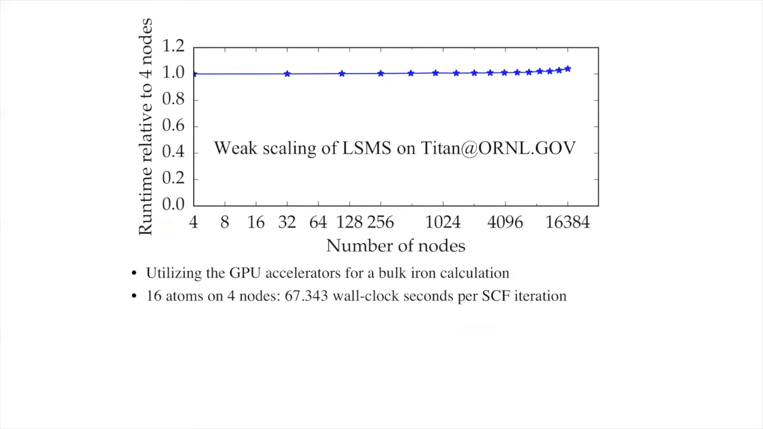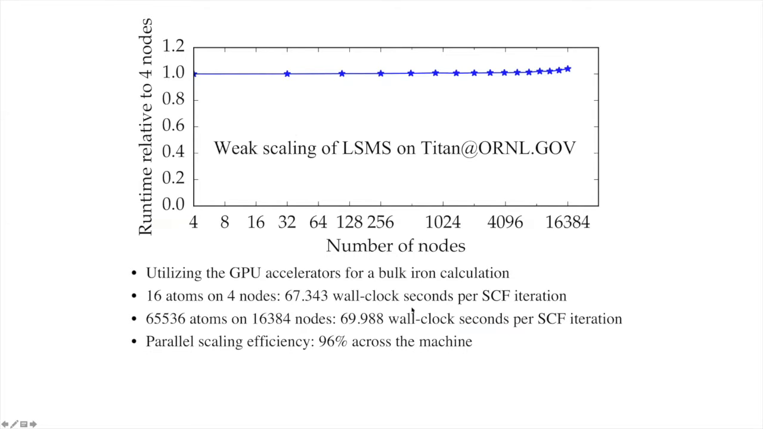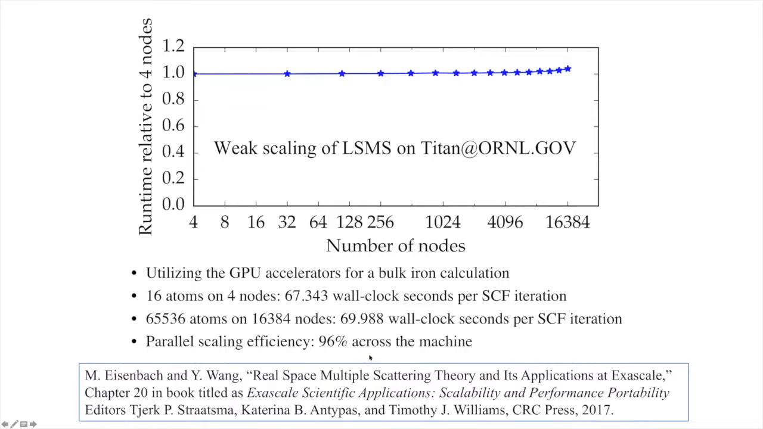This is a little bit of detail about how the calculation was done, for bulk iron calculations with 65,000 atoms on that many nodes. You get about 96% scaling efficiency. For details of this measurement and a discussion of the algorithm, you can find them in this chapter of this particular book written by Markus and myself.